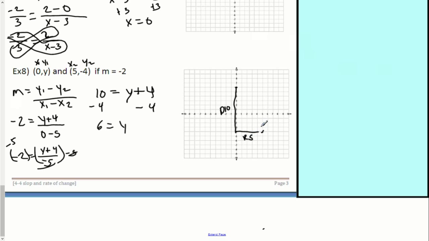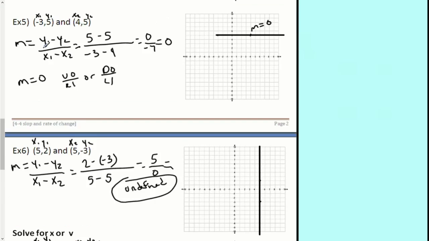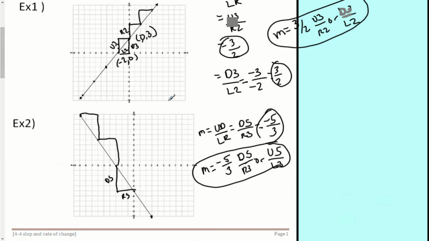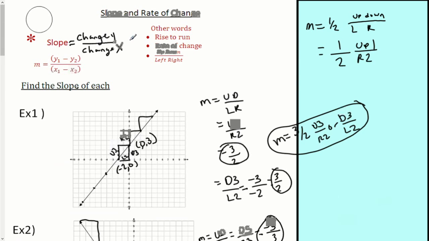Well, down 10 is negative 10. And right 5 is positive 5. And negative 10 divided by 5 is negative 2, which is exactly what I'm saying. It works. So there you have it, slope and rate of change. Let me summarize this real quick. Rate of change, the other words for rate of change are rise to run, and rate of change and slope are 3 words that all mean the same thing.